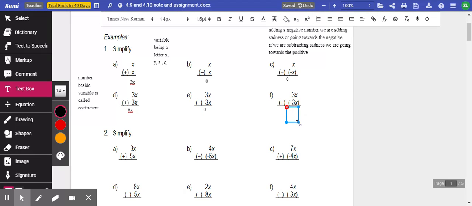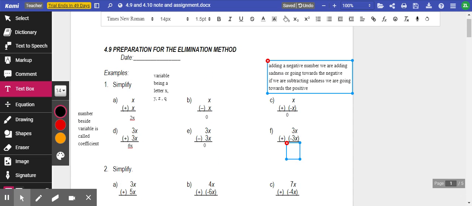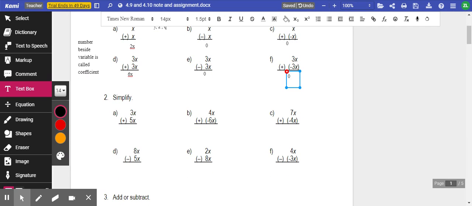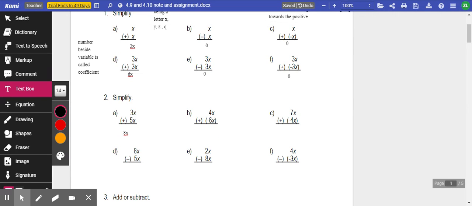In this case here, once again, if we look up at our top, adding a negative number, we are adding sadness, so we're going towards the negative. So 3x plus negative 3x is going to give us 0. Okay, the x's eliminate, the numbers eliminate. Now it asks us to simplify or add these coefficients. So in this case, we've got 3x plus 5x, 3 plus 5 being 8, so it's 8x.